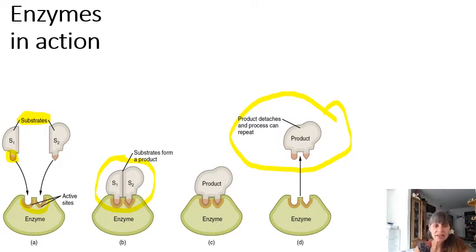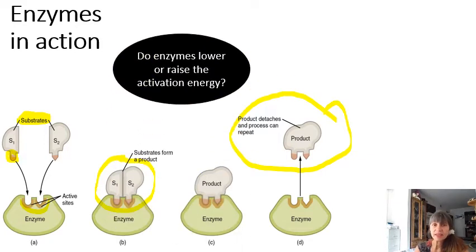You'll notice that after the product detaches, the enzyme is still available to act on new substrates. So the enzyme never gets used up as a catalyst. It continues to work again and again as substrates are available. We have said previously that enzymes do what? Do they lower the activation energy or do they raise it? Well, they actually lower it because they decrease the energy of activation to take us from substrate to product.